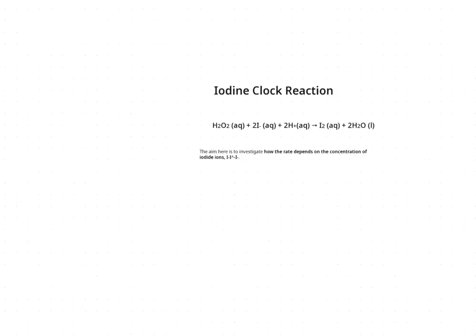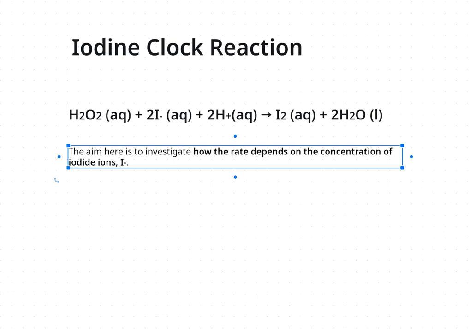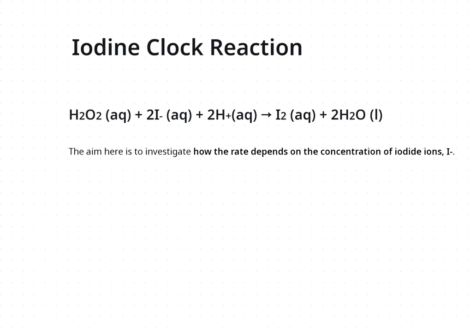So having this reaction, the aim of the investigation is to investigate how the rate depends on the concentration of iodide ions. So there is, of course, the factor that we want to change, which is the iodide ions. This is what we're going to change. Everything else is kept the same. But now we need to understand how this reaction actually works. So what is mixed in this iodine clock is a solution of iodide, for example potassium iodide, an acid, for example sulfuric acid. We have another solution of the reactant, which is peroxide.